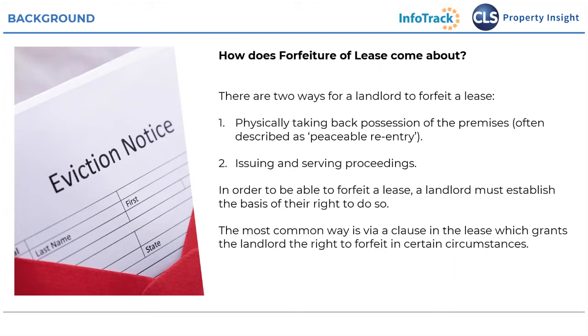The most common way is via a clause in the lease which grants the landlord the right to forfeit in certain circumstances. For forfeiture to take place, the landlord has to issue a Section 146 notice in order to conform with the requirements of the Law of Property Act 1925. The landlord cannot just take back possession because the lease has been breached. They must follow the required procedure. This is because Section 2 of the Protection from Eviction Act 1977 states that it is not lawful to forfeit a lease without going through the courts.